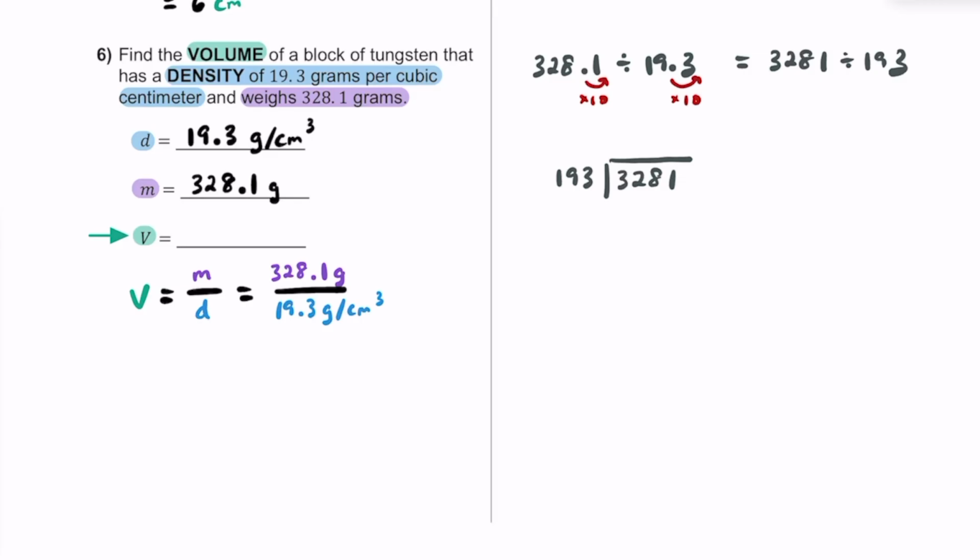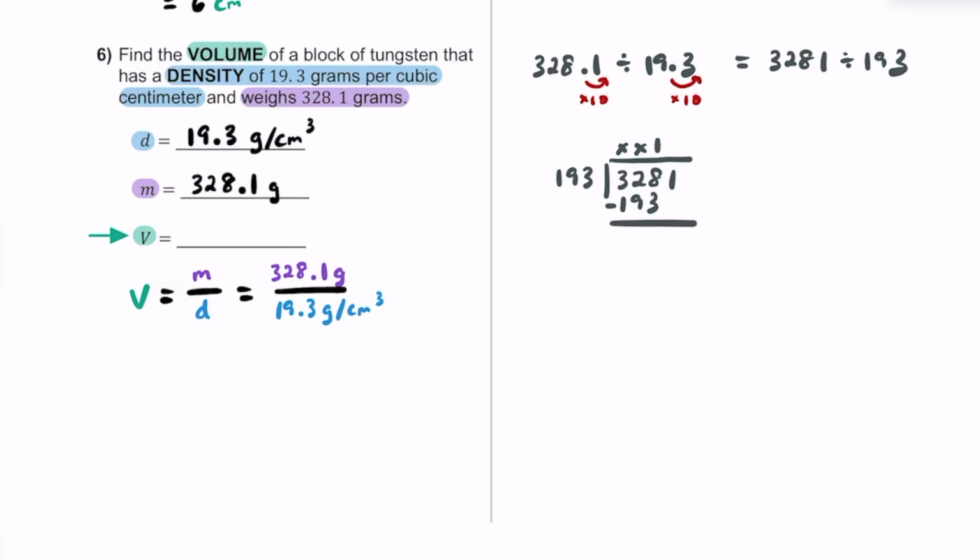Now 193 doesn't fit into 3 or 32 a whole number of times, but it will fit into 328. I think if you double 193, that's already going to be over 350. It's going to be close to 400. So I'm just going to say 1 time. So let's do 1 times 193. That's just 193.